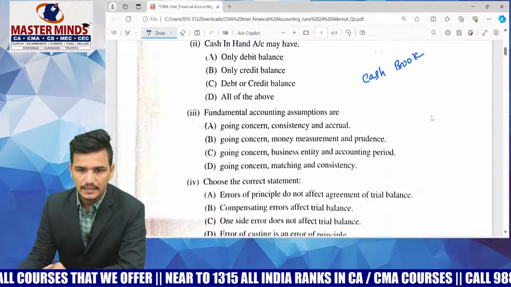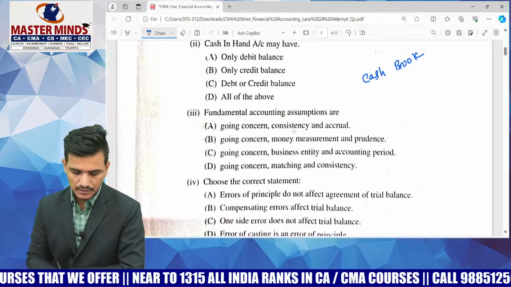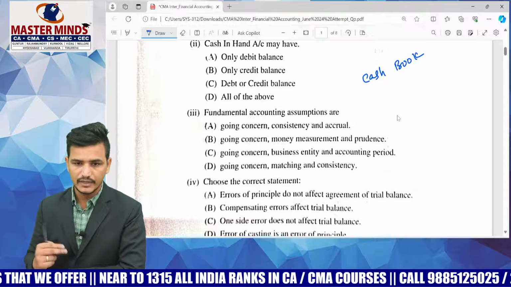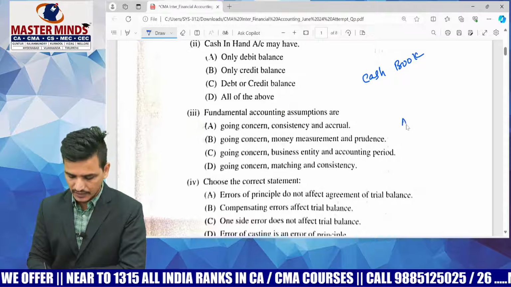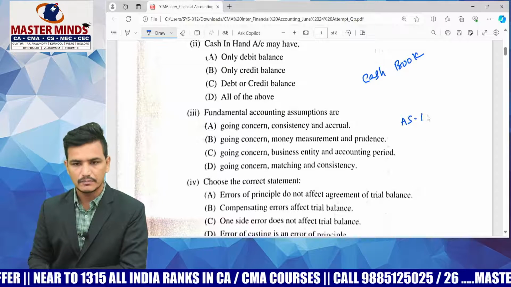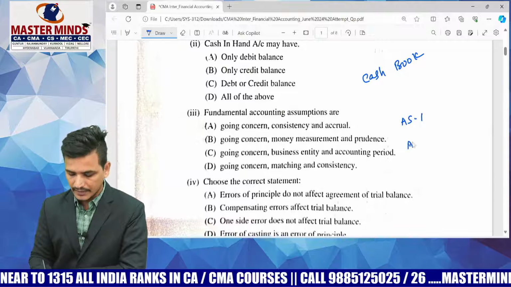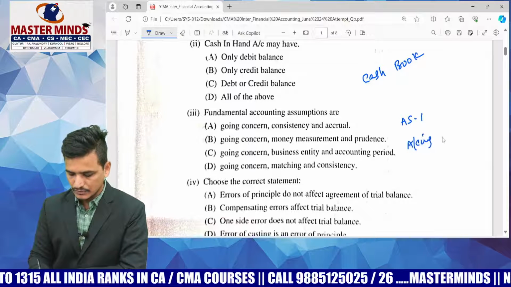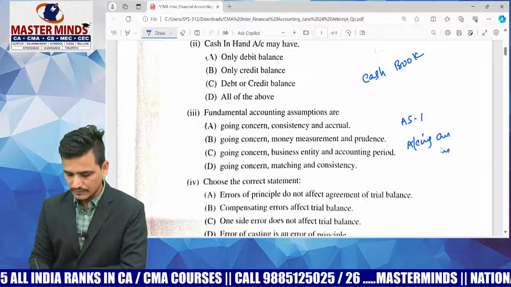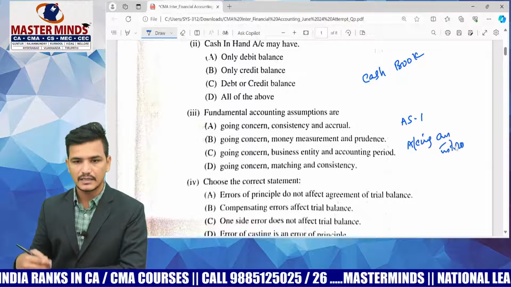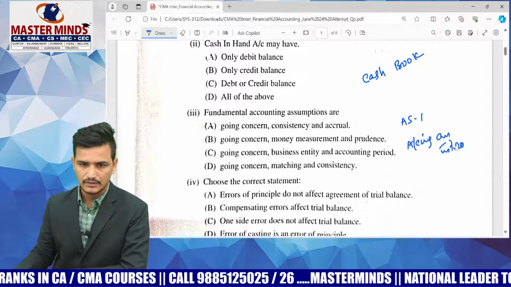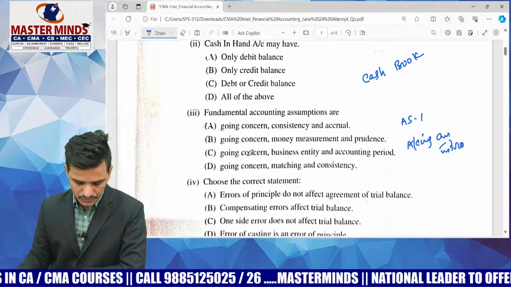And the next one, fundamental accounting assumptions. Actually, this concept will be covered in two areas. One is AS 1, disclosure of accounting policies, and also the accounting and introduction chapter, where we have already covered the fundamental accounting assumptions and all these concepts. So this is also a basic question only.